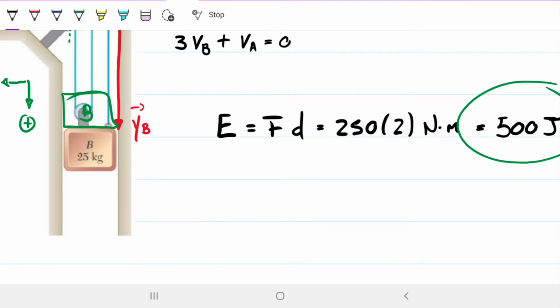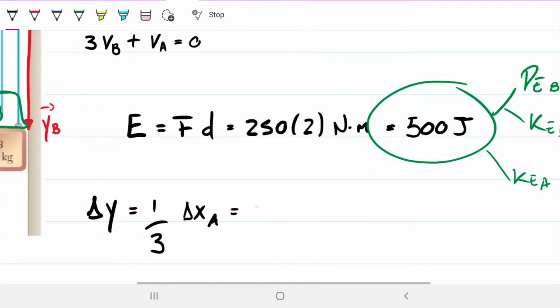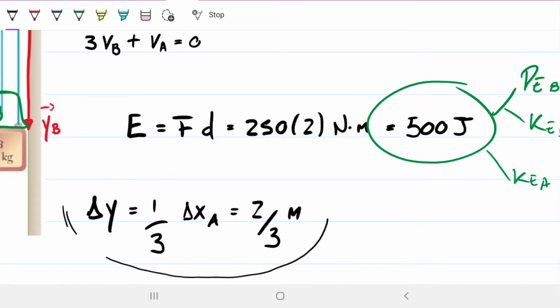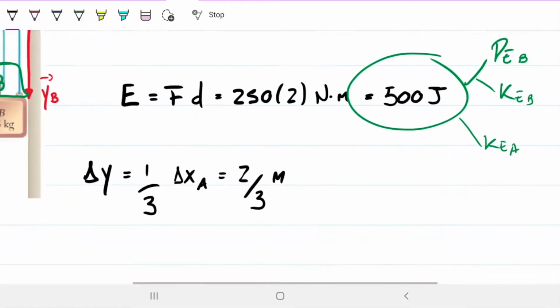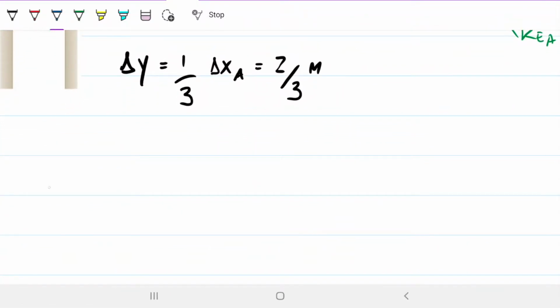So the delta y that this moves is going to be 1/3 of whatever delta x was moved on A, right? And we know delta x was 2, so this is just 2/3. So my B is going to be moving 2/3 of a meter. That means that the gained potential energy for B is just going to be the mass of B times gravity times the delta y that we know is 2/3.